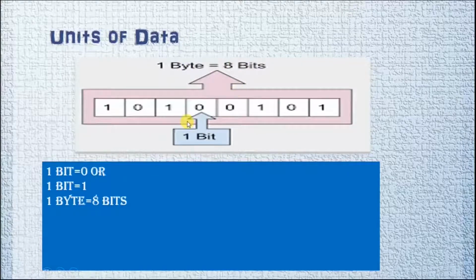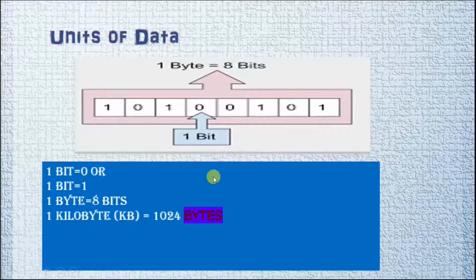As we can see in the figure, this one box is 1 bit that can contain either 0 or 1. So these 8 boxes together in memory make what? These 8 boxes together in memory make 1 byte.